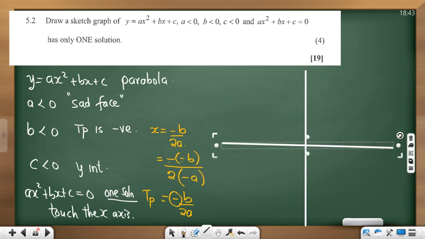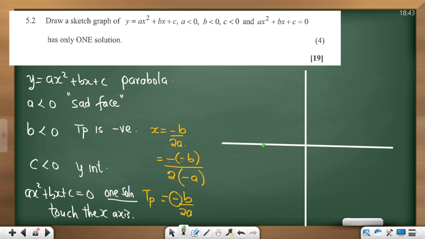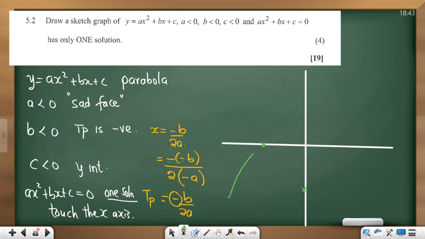Number one, it's a sad face. Number two, my turning point is on the left because we got a negative. Number three, my y-intercept is negative. Number four, it has one solution. It touches the x-axis just once. There's only one possible way to do that. And that's your graph.